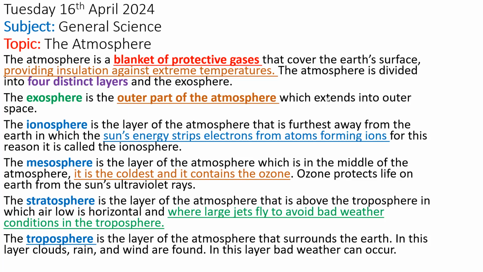Ionosphere, very good. And Dion, where's Dion? Okay, Dion, read the mesosphere. The mesosphere is the layer of the atmosphere which is in the middle of the atmosphere. It is the coldest and it contains the ozone. Ozone protects life on Earth from the sun's ultraviolet rays. Very good.